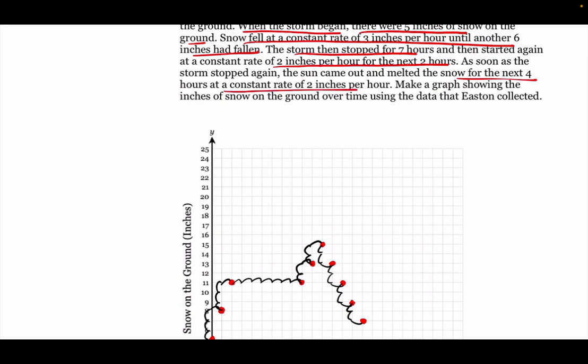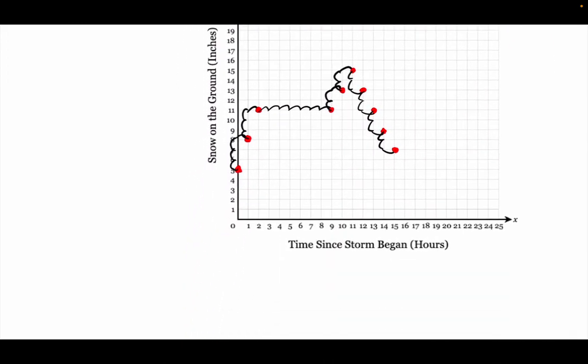That's it, right? It said make a graph. Well, each of those dots represents a graph. That's when we do step 3. Step 3 is connect the dots. So you can use the edge of your notebook to make straight lines to connect the dots.